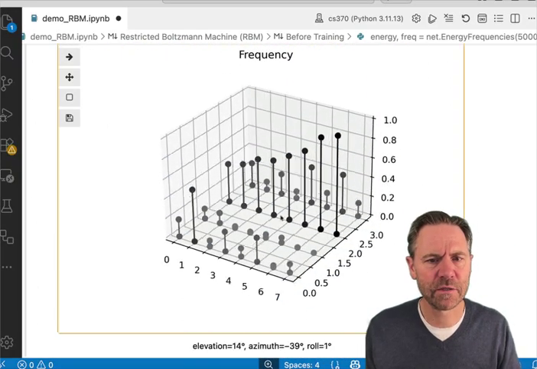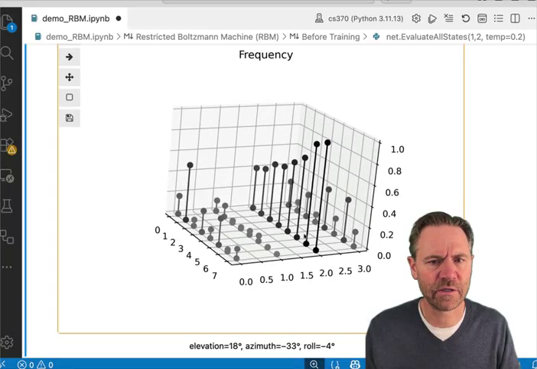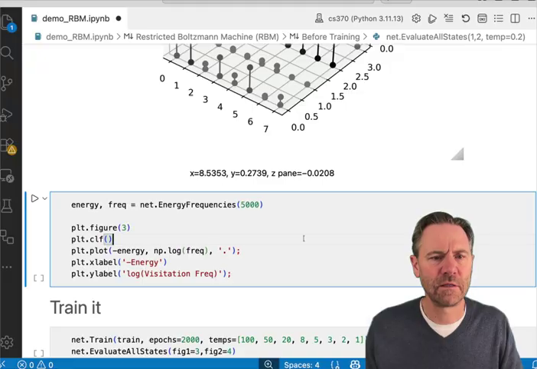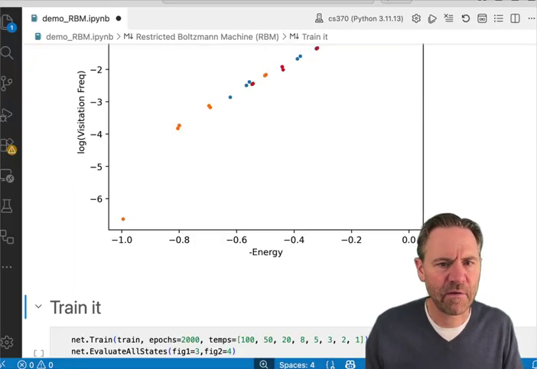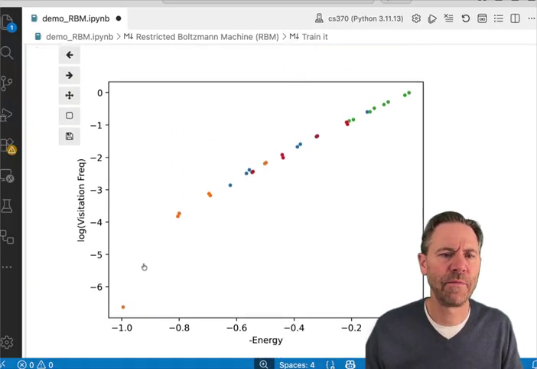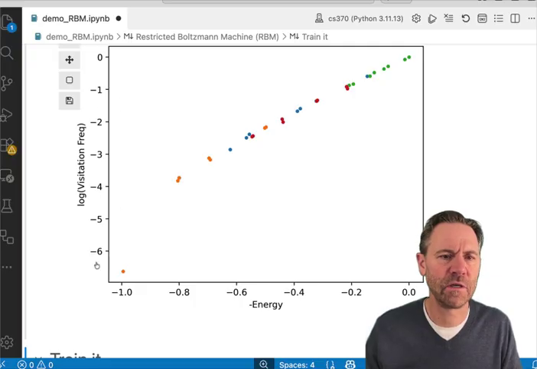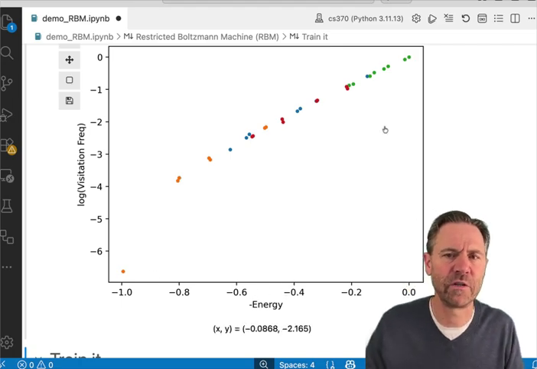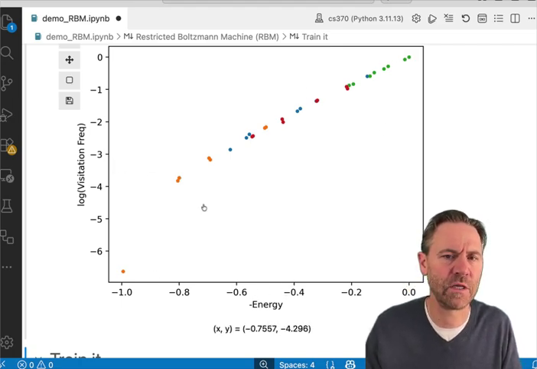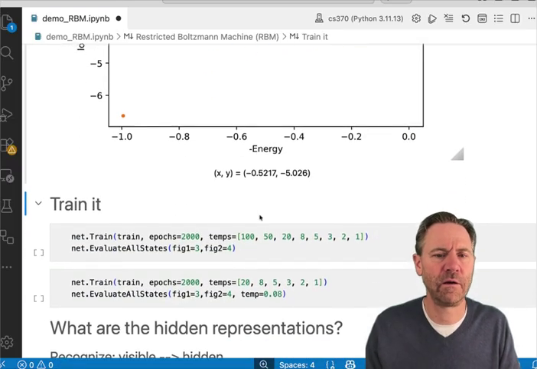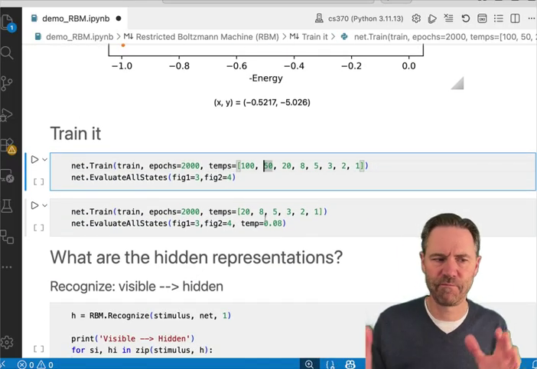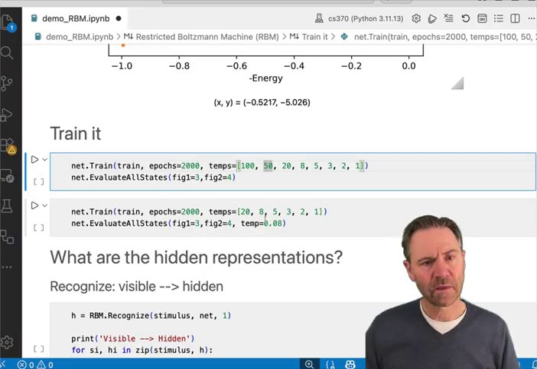And as a 3D plot, you can see that there's all sorts of states that have high visitation frequency. Interestingly, this is a scatter plot of log of visitation frequency and negative energy, and you can see that energy and visitation frequency are highly correlated. They're not linearly correlated, but they're related. So now let's train it.